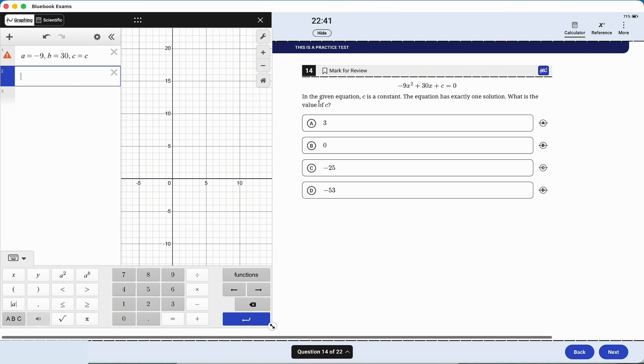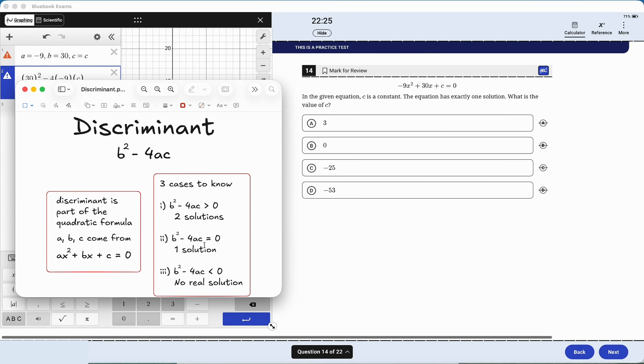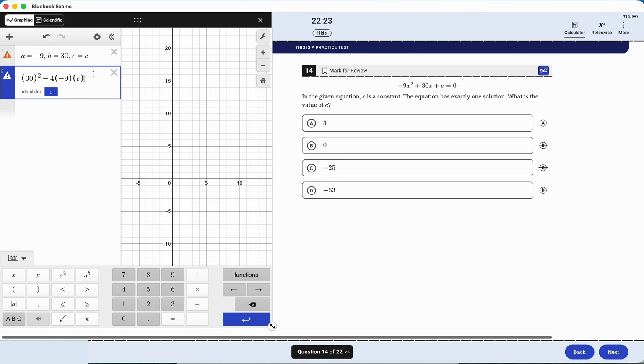So I'm going to type in my discriminant. It was 30 squared minus 4 times the A, which is -9, times the C. And it said it has one solution, right? So where'd my discriminant go? There it is. It moved. Okay. One solution is it equals 0, right? So then it's just like literally equal it to 0.